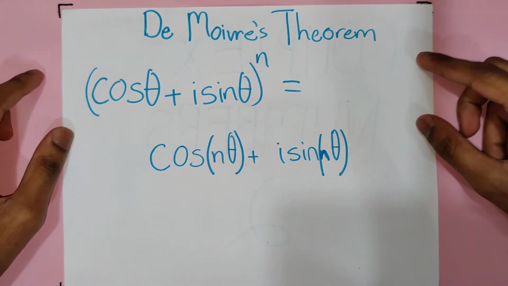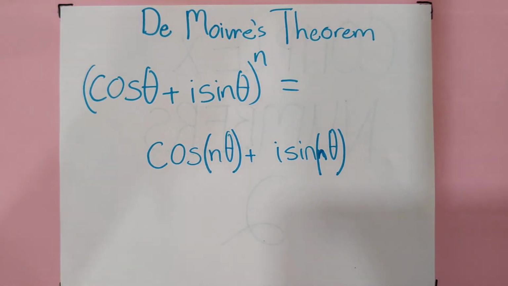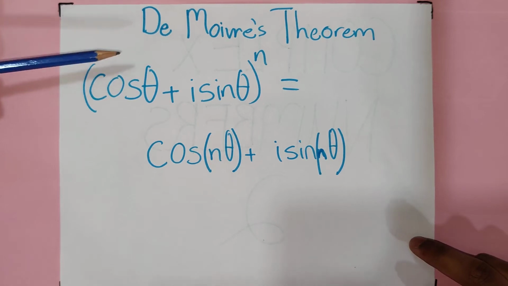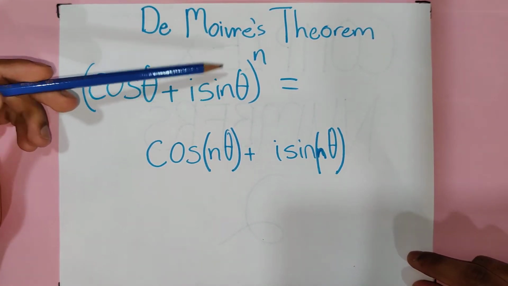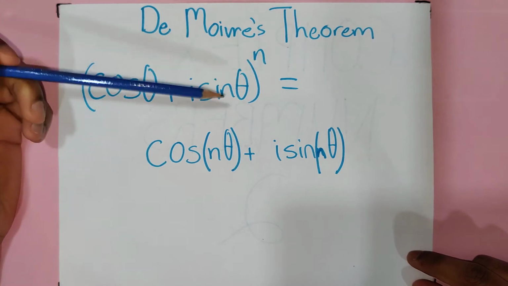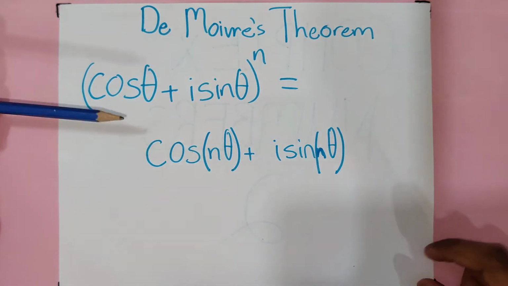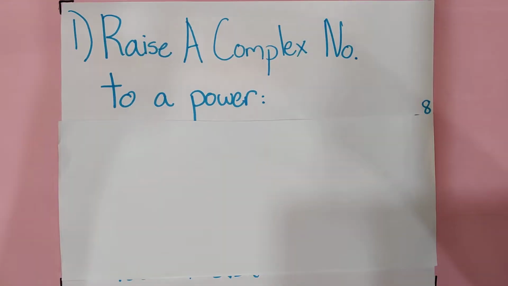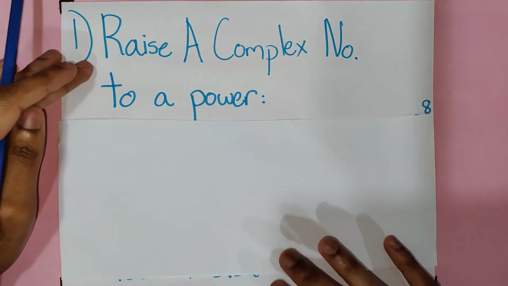So De Moivre's theorem is something that completely changed complex numbers and has a lot of different applications, which we're going to look at shortly. Put simply, it states that (cos θ + i sin θ) raised to the power of n is equivalent to cos nθ + i sin nθ. So the first application of De Moivre's theorem is raising a complex number to a power.